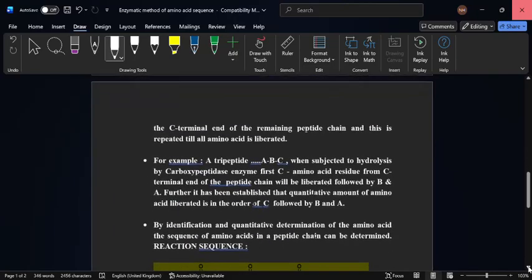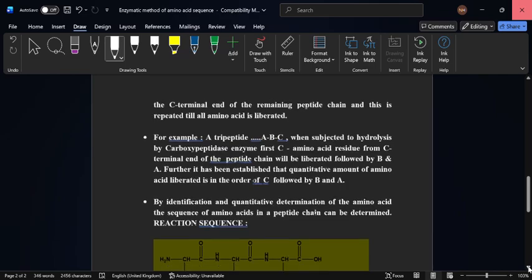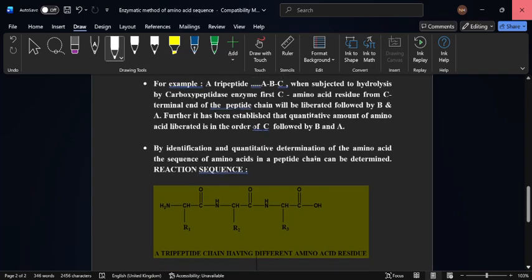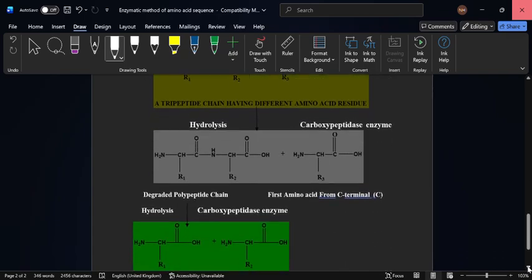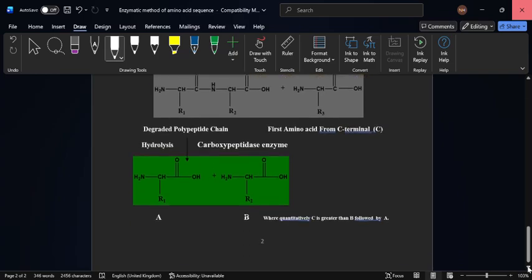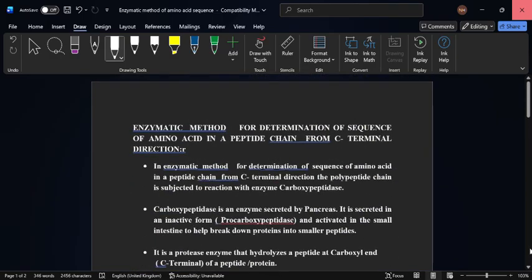Depending upon the sequence in which the amino acids are obtained by hydrolysis, and also by quantity, you can determine the sequence. That is, the higher quantity is always at the start of the C terminal position of the amino acid, and similarly it is followed by the B residue and the A residue. So this is all about the enzymatic method for determination of sequence of amino acids in a peptide chain from the C terminal direction.